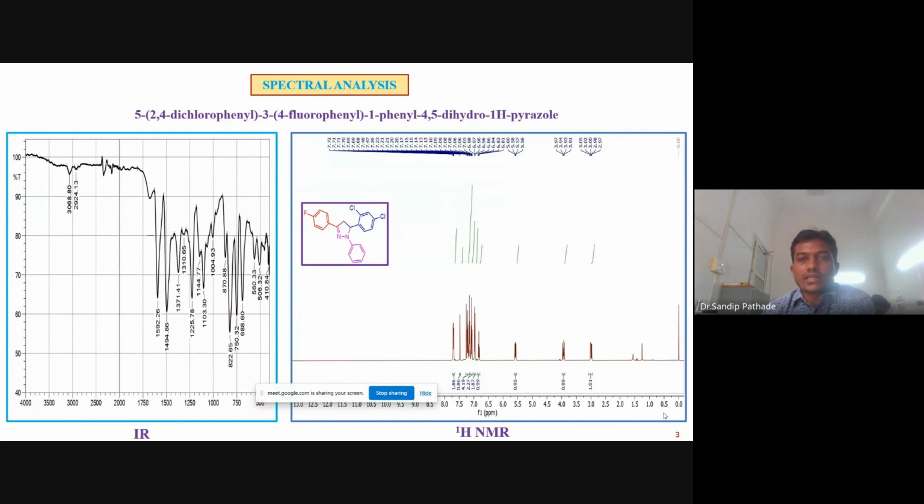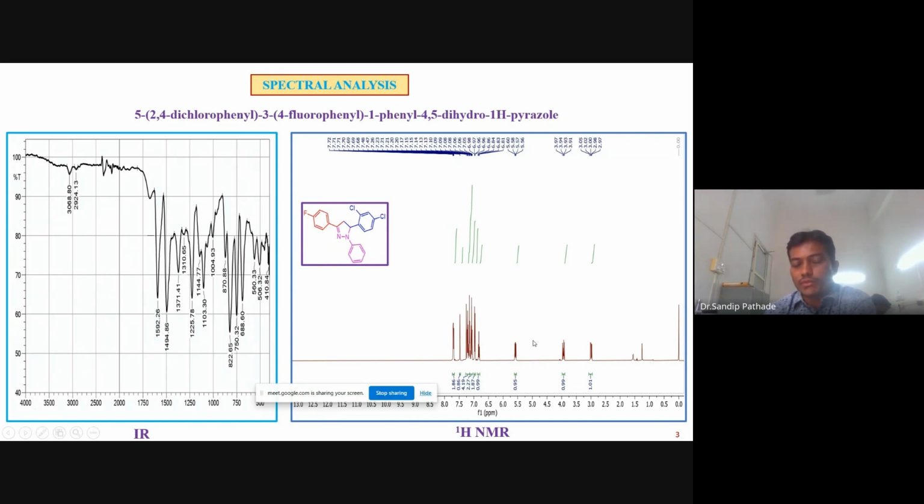Then we carry out the spectral analysis for our molecule by using various spectral techniques like FTIR, H1NMR, and HRMS. This is the IR spectrum for our synthesized molecule. The peak at 3068 centimeter inverse clearly indicates the presence of the C-H stretching frequency, while the peak at 1592 centimeter inverse clearly indicates the presence of the C=N frequency, while the frequency at 1494 centimeter inverse indicates the presence of the aromatic C=C stretching frequency, while other peaks also resemble the structure of the molecule.